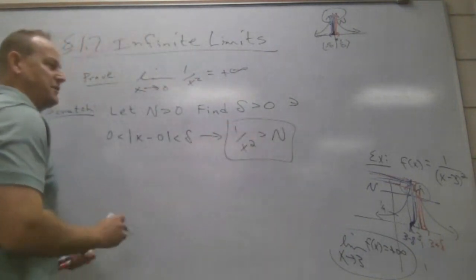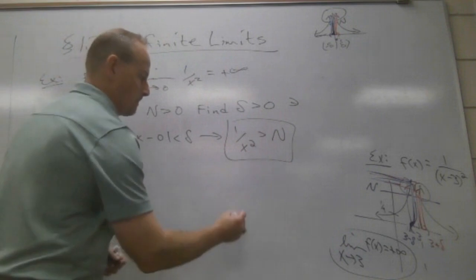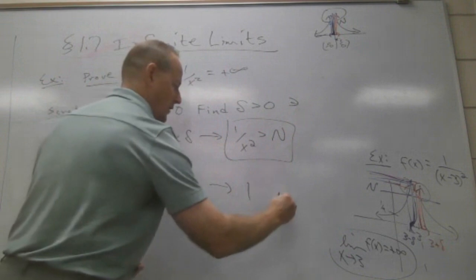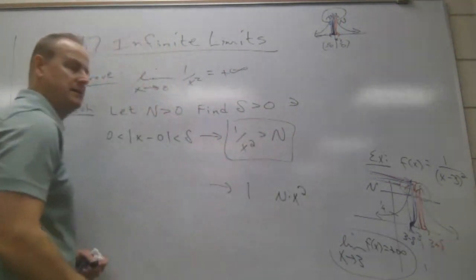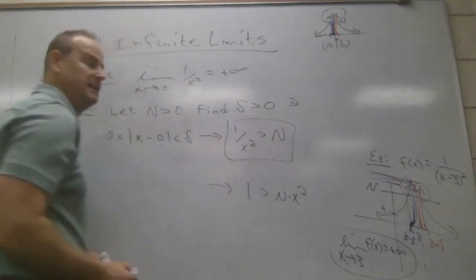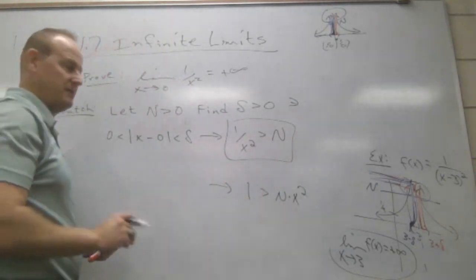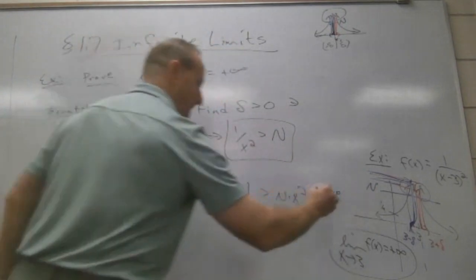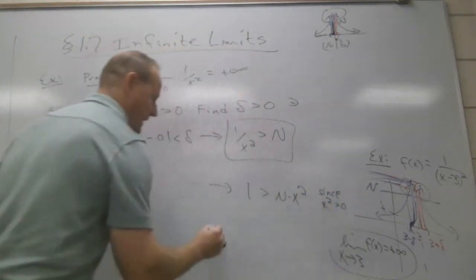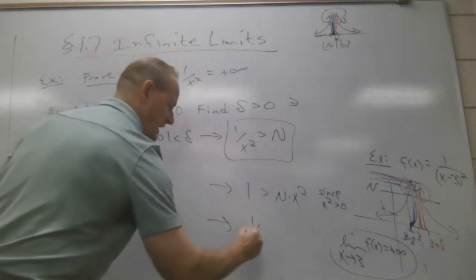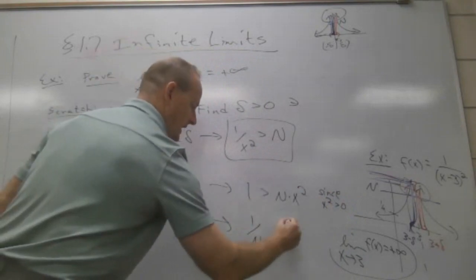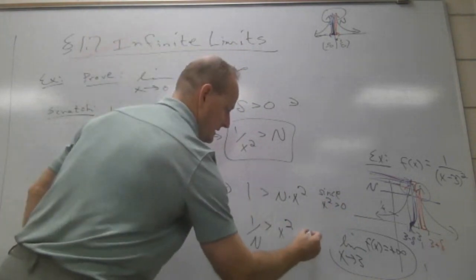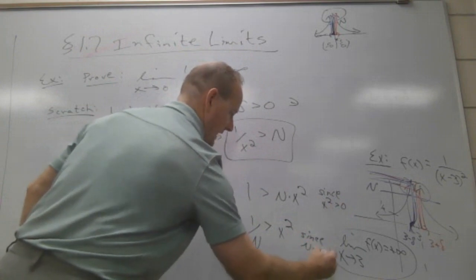All right, so I work with the finish line to do my scratch work. So what can I do here? Can I get the x squared on the other side? Yep. So n times x squared, what happens to my inequality? Stays the same. Why? Because x squared is greater than 0. And then what else can I do? Can I divide both sides by n now? And if I do that, does my inequality change? No. Why? Since n is greater than 0, right?